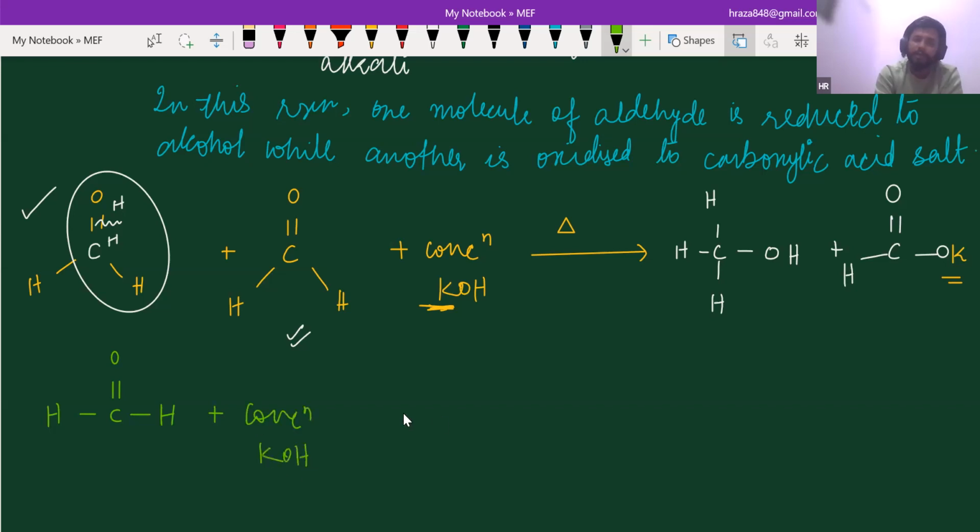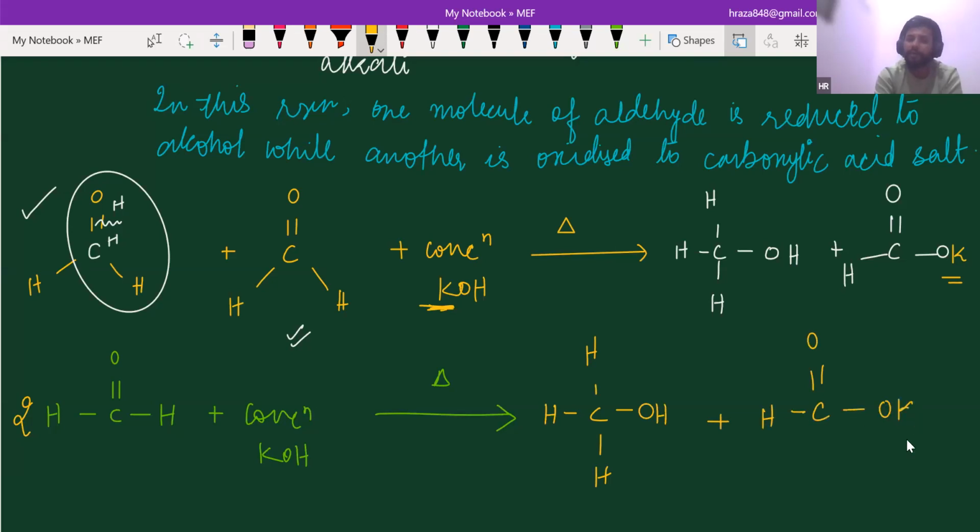concentrated KOH is used, so it is understood that you have to take 2 mole of this. One of them will be converted into alcohol, so it will be like this, and the other will be oxidized into carboxylic acid salt. That means H will be there and this will be your OK, not OH. Got it? Both are the same.